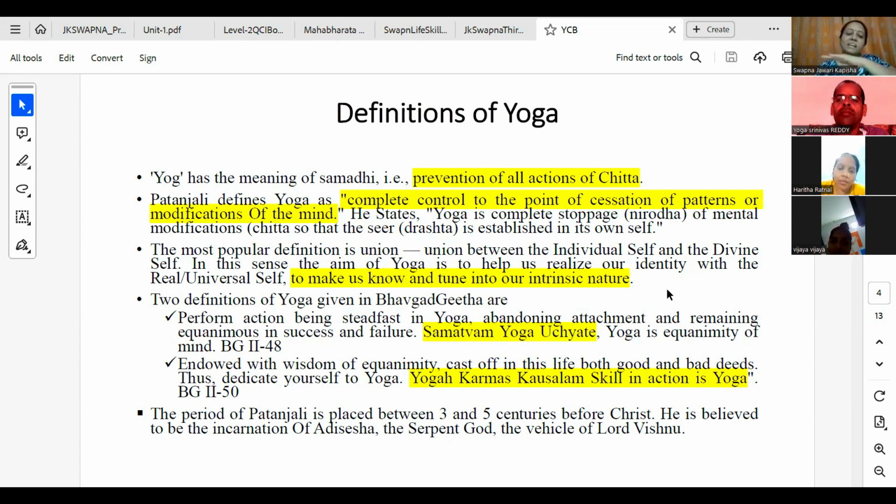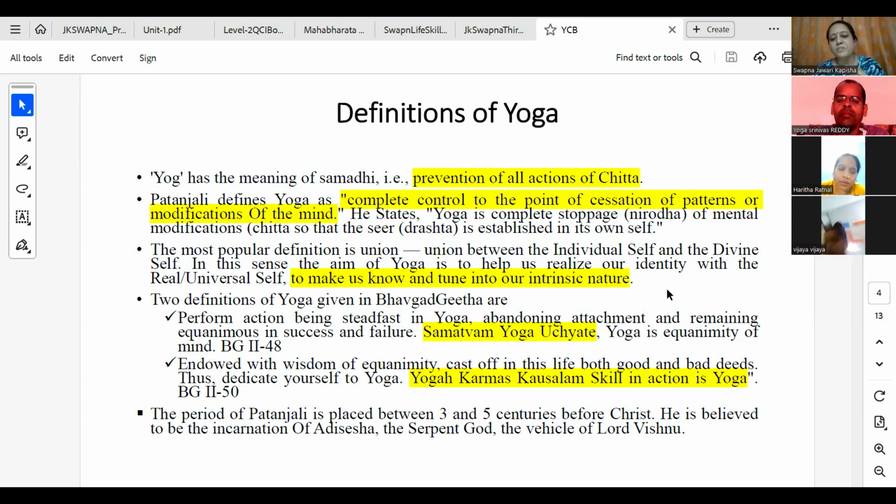Samatvam means equanimity. In whichever situation he is, whether in the happiest situation or a difficult situation, he should just think of his well-being. He should not attach himself to the result of that particular action. He should be able to take the result, whether positive or negative, success or failure. If a person reaches that stage where he takes everything equally, that is known as Samatvam Yoga Uchyate.